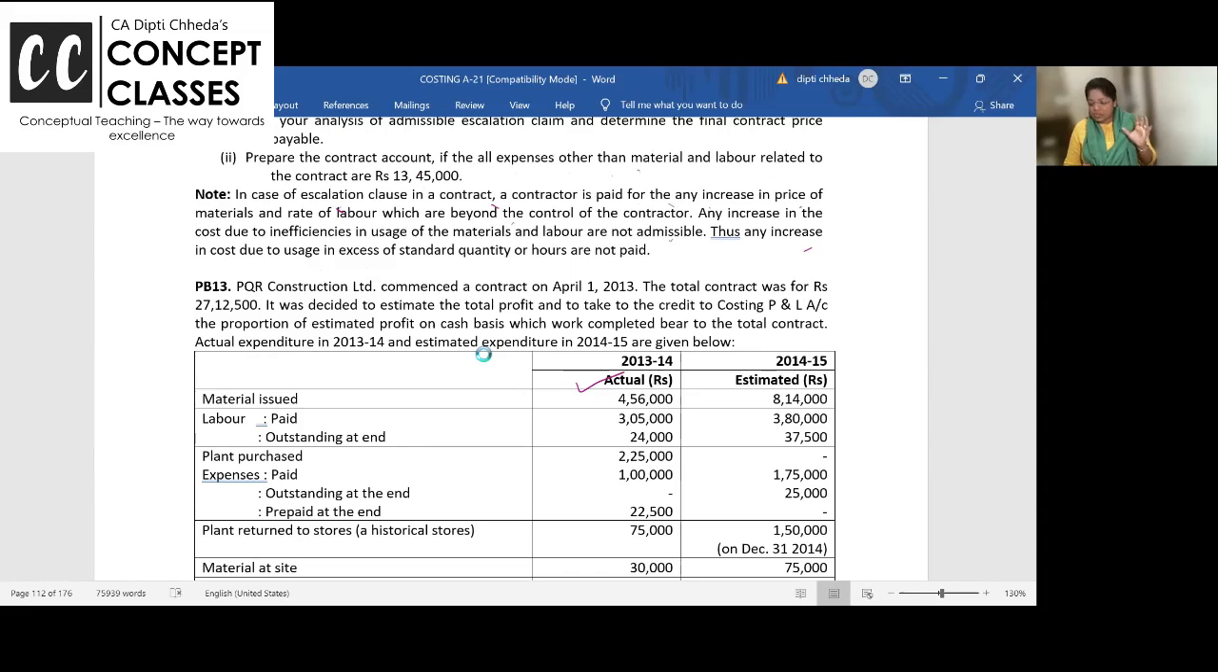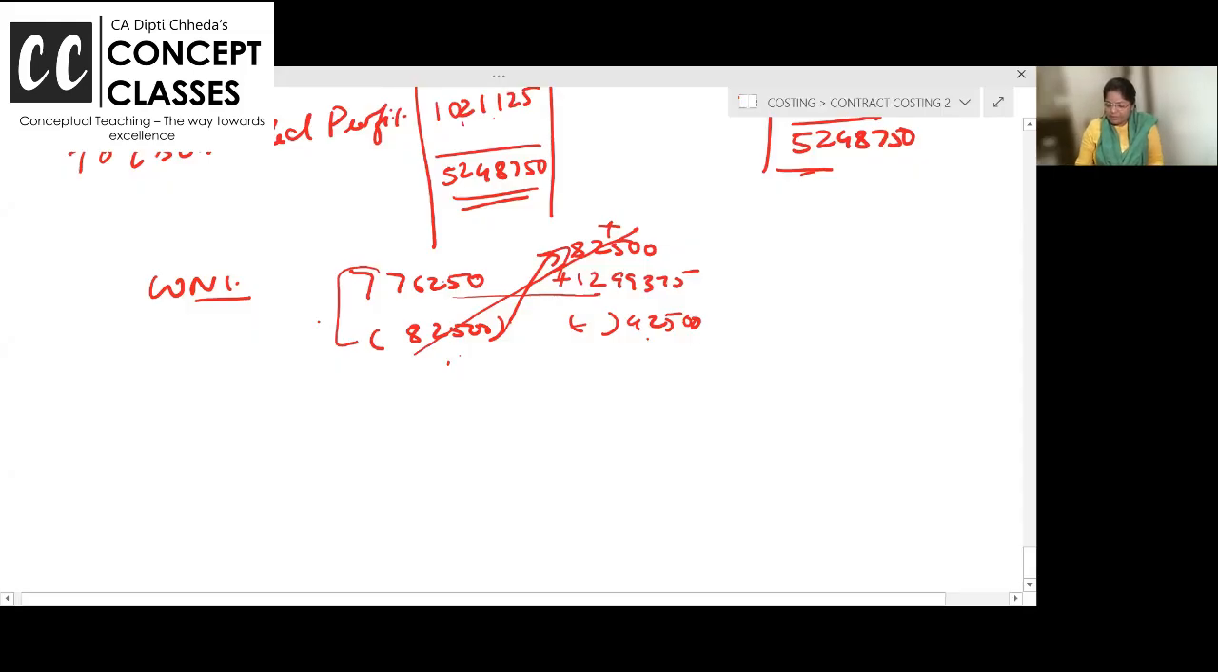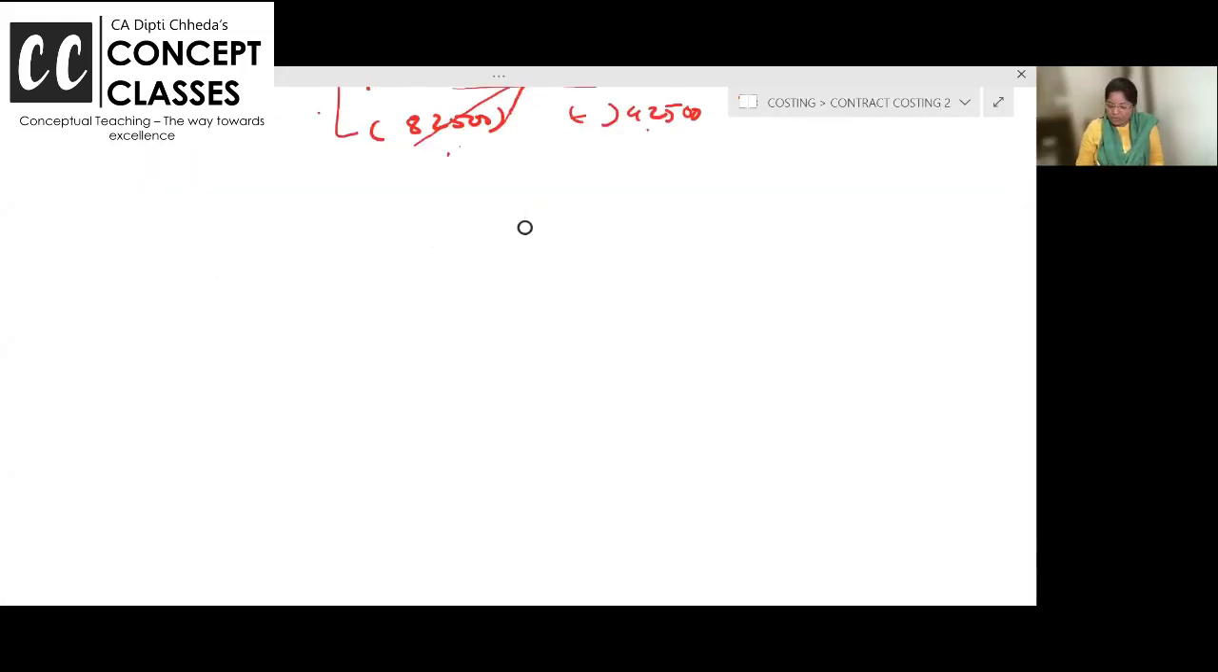13-14 prepare actual contract account and 14-15 estimated profit के लिए. So 13-14 will give you notional profit. The notional profit into 2/3 into work certified, that formula says you can do the second part of the notional profit. I have made you do it in many problems, not required now. Chalo? Right. All right. Let us do this question now.